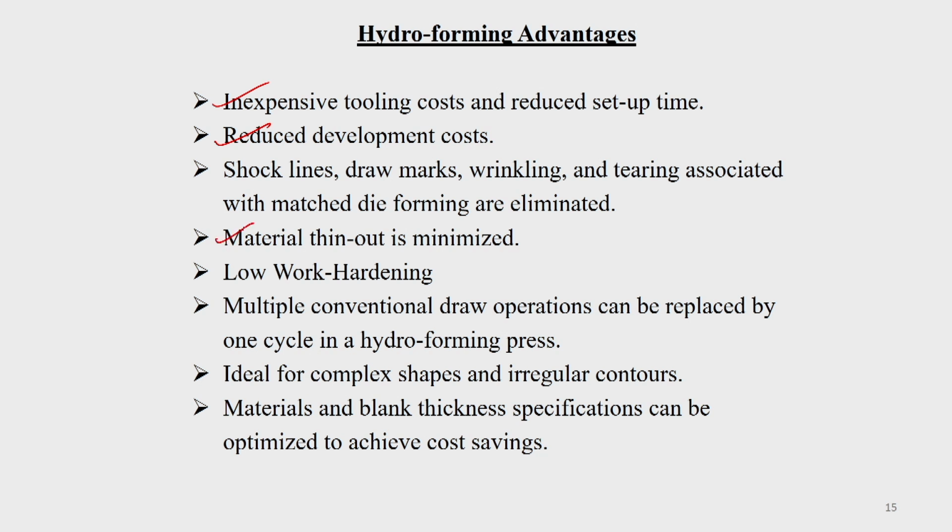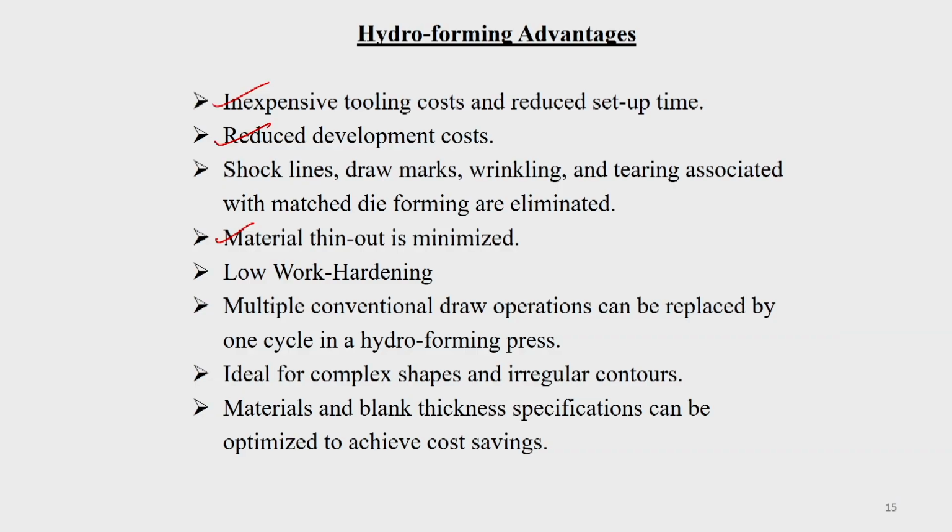The thinning of the material, because it is a hydrostatic stress and it is deforming uniformly in all directions, whatever thinning is taking place is uniform. So, localized thinning is not there. So that is minimized, that is one advantage. And low work hardening. Then multiple conventional draw operations can be replaced by one cycle in a hydroforming press. This is the biggest advantage. So, instead of 2-3 operations, you can do it in a single operation just by pressurizing the pressure chamber, and then having a proper shape on the punch. So, that is one biggest advantage with this.